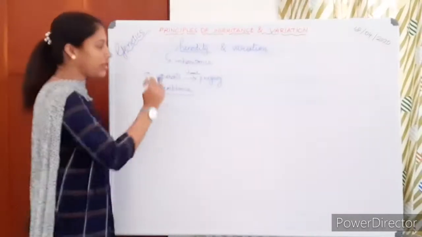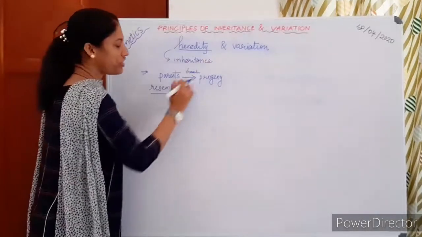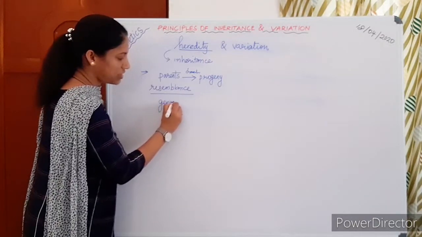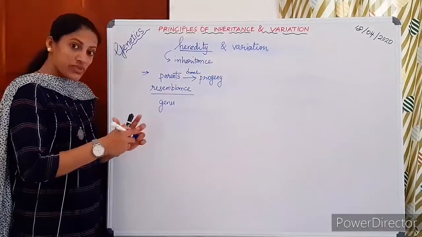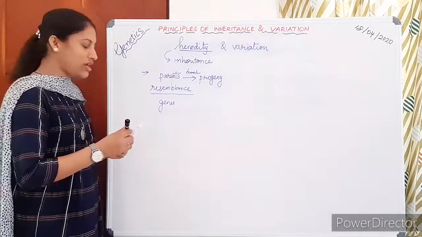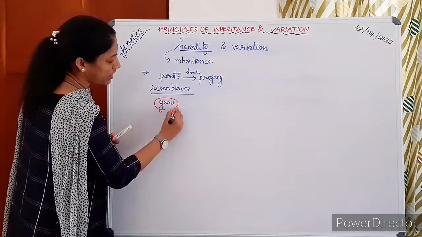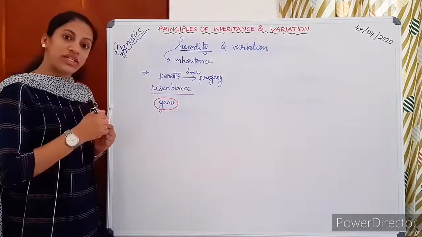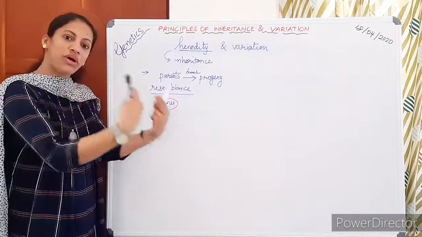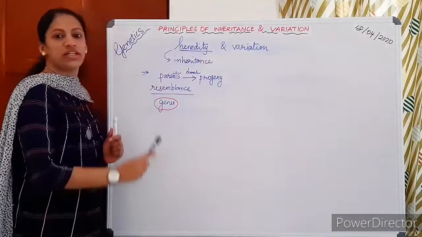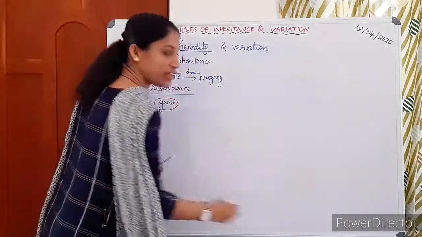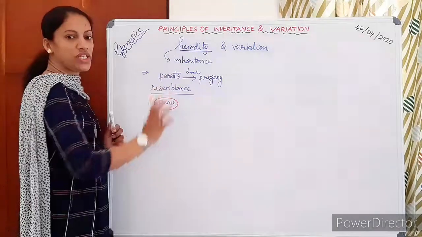Okay, so how are these characters passed from parents to progeny? You have some idea. You know the units of inheritance are genes. Okay, so what are the units which transfer these characters? Genes. So genes are the carriers. Genes transfer our characters to our progeny. Okay, so what does heredity mean? It deals with inheritance, the transfer of characters from parents to progeny. It is accomplished through genes.